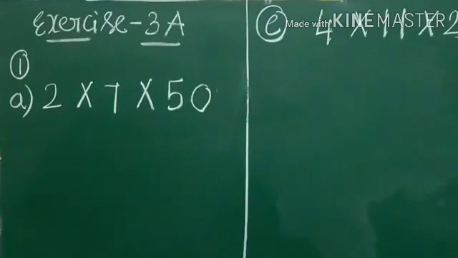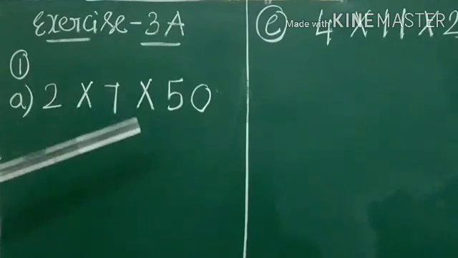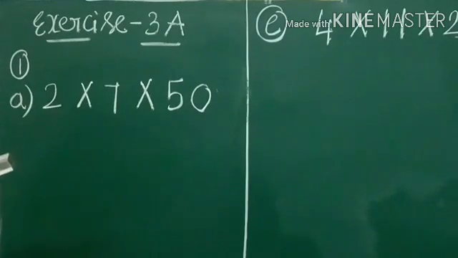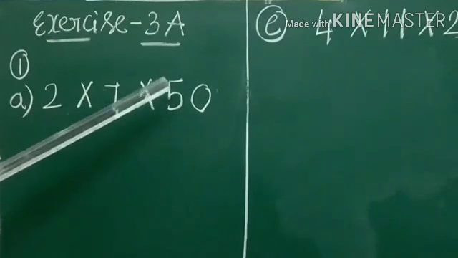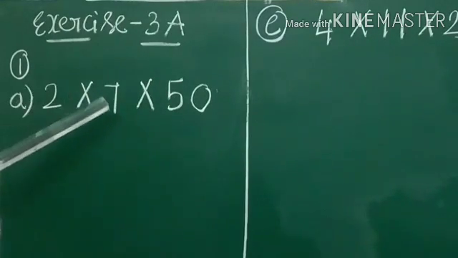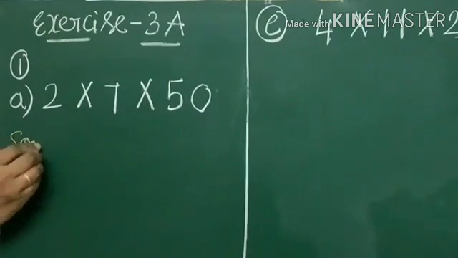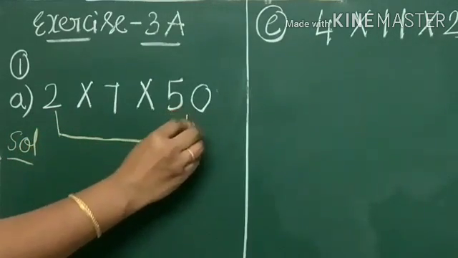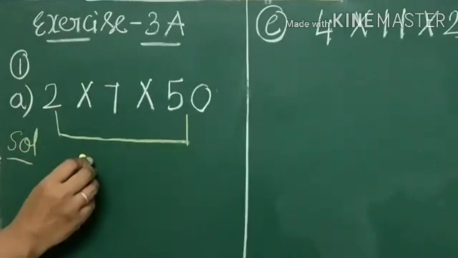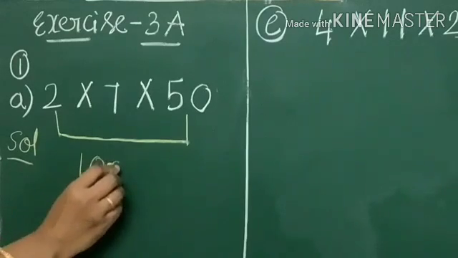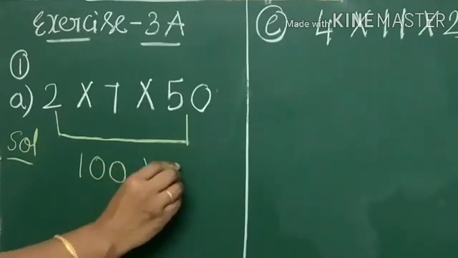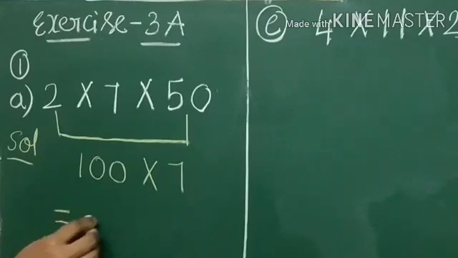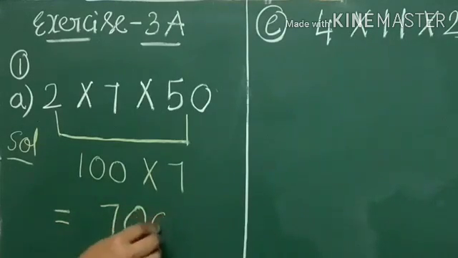So what is the first strategy? You can multiply the numbers in any order to get the same product, right? Now here I will select 2 and 50, because 50 into 2 is 100, so that it will be easy for me to multiply with 7. Now solution: I will select 2 and 50. So how much will I get? 2 into 50 is 100, into 7, that equals 700. Is it clear children?